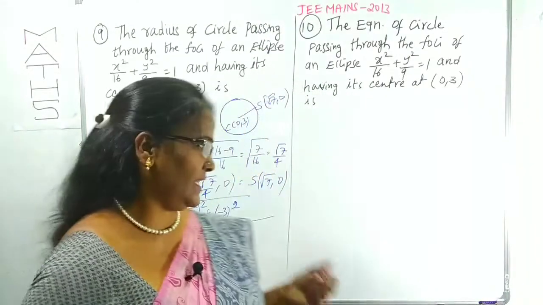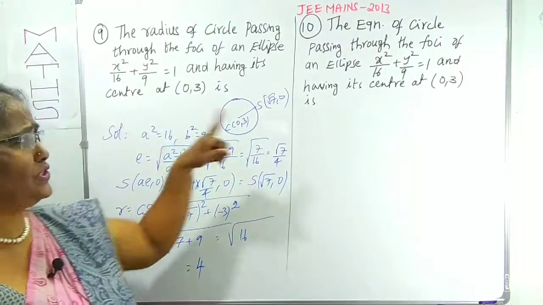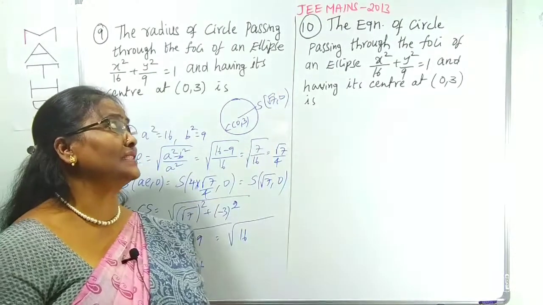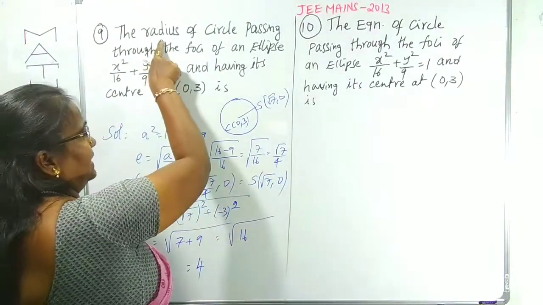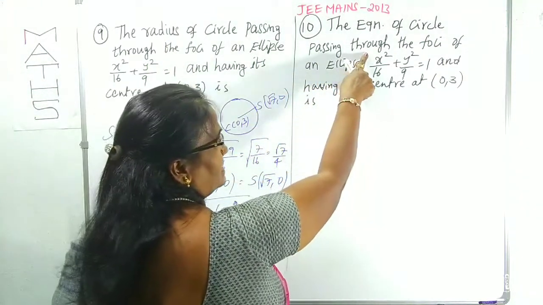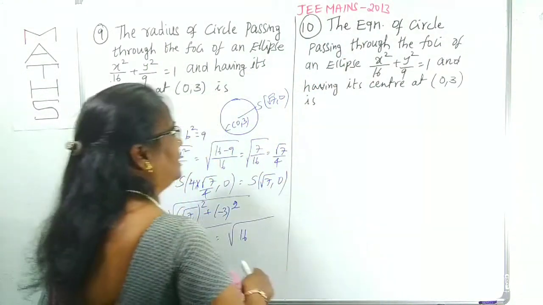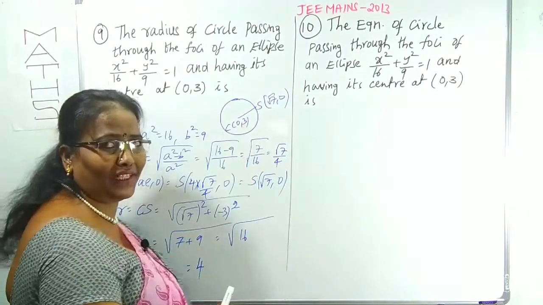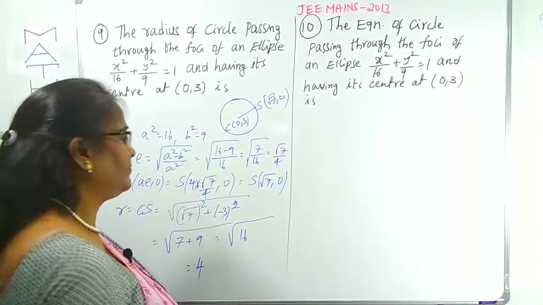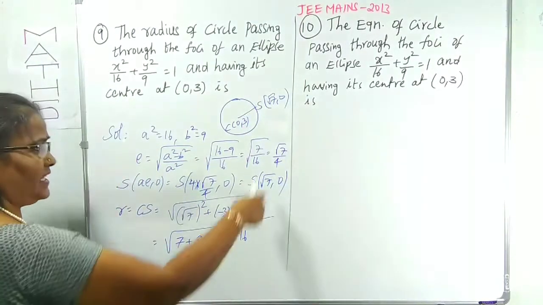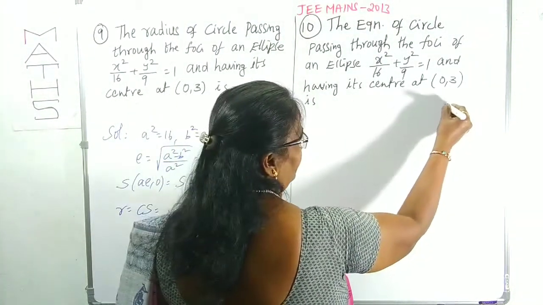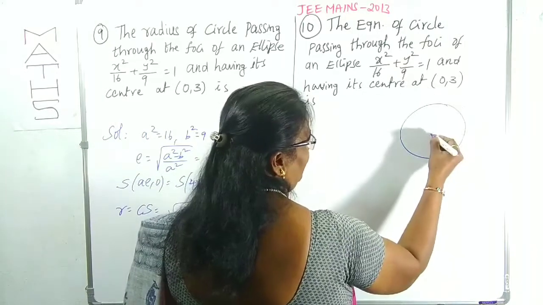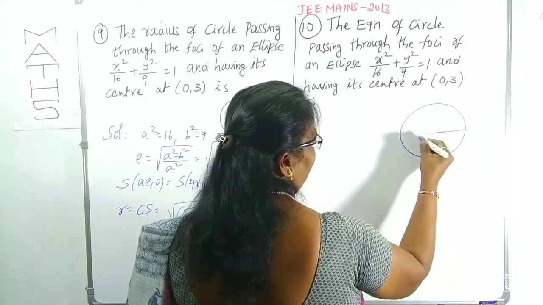Clear? Very simple question. The same question, ditto, was given in 2013 JEE Mains. In this question, only the radius is asked. There, the equation of the circle is asked. If you know the radius and center, we can find the equation of the circle. We already did the radius of the circle, so you can copy that as is. He is asking for the equation of the circle, so it is the same question with no change in the numerical values.